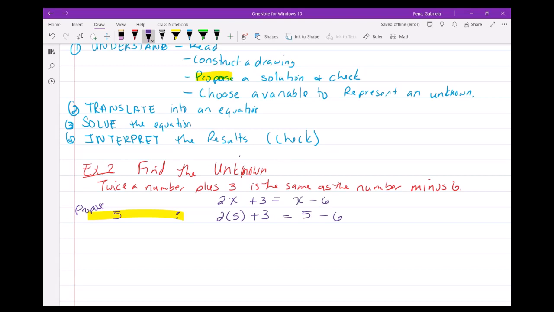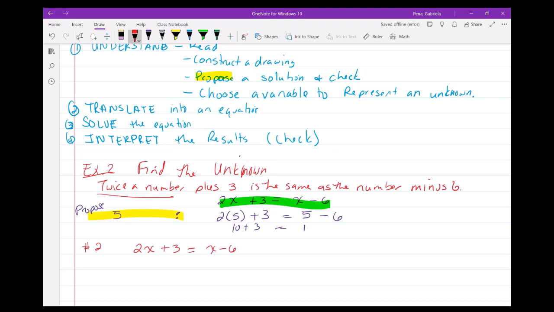And if you're saying it's 5, we could check here. Is this going to be 10 plus 3? Is it the same thing as 1? No, it's not. So us proposing that it's 5 is not the right answer. But we could do number 2, translate, which I already did here. So using the second option over here, we translate: twice a number, 2x, plus 3 is the same as, so that means it's equal to that number minus 6.